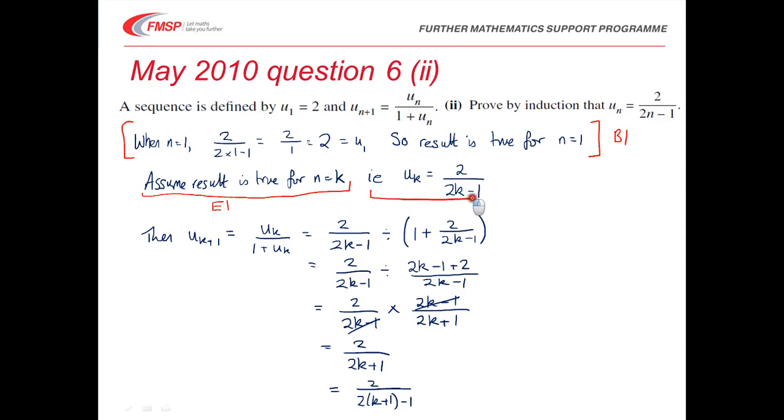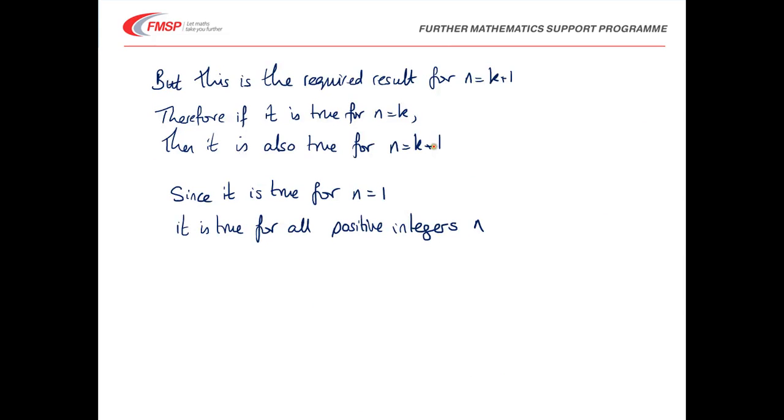This bit here doesn't have a mark, but you're advised to write that down, so you're translating the statement into algebra. There's then a method mark for attempting Uk plus 1 and an accuracy mark for getting down to a simplified answer. We've then got an explanation mark for those statements there, and those are dependent on the accuracy mark previously and the explanation mark also previously about assuming the result is true for n equals k. And there's a final mark which is dependent on the B1 at the beginning for dealing with the case n equals 1 and the previous explanation mark, and therefore what that's dependent on as well.